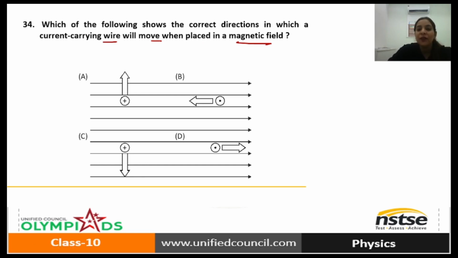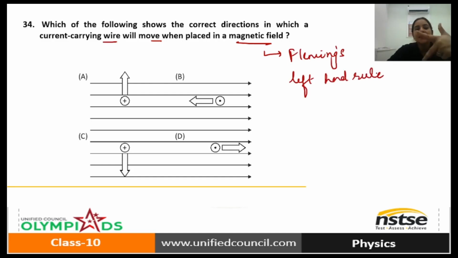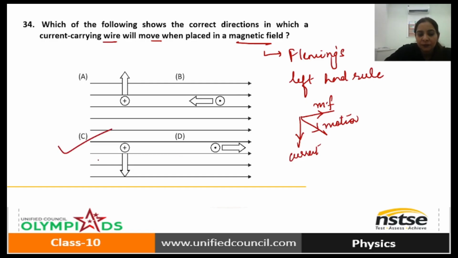We know that whenever a conductor is placed in a magnetic field, we can find the direction using Fleming's left hand rule. Now what is Fleming's left hand rule? If you stretch your 3 fingers, forefinger, middle finger and thumb, mutually perpendicular to each other, then your forefinger gives the direction of magnetic field, the middle finger points in the direction of current, and the thumb gives you the direction of motion. If you apply this rule here, you will see that the motion will be as shown in option C. So option C is the correct answer.